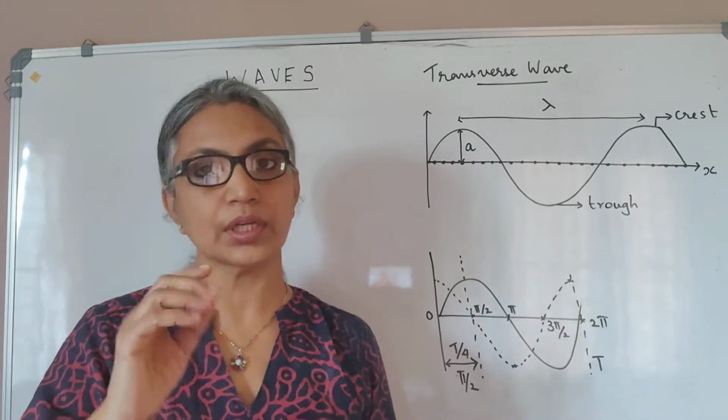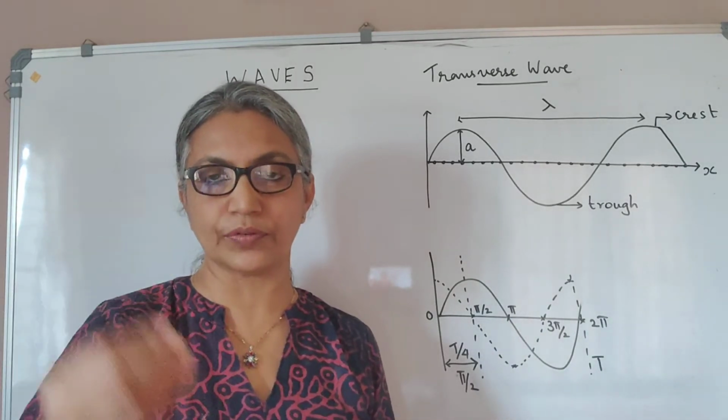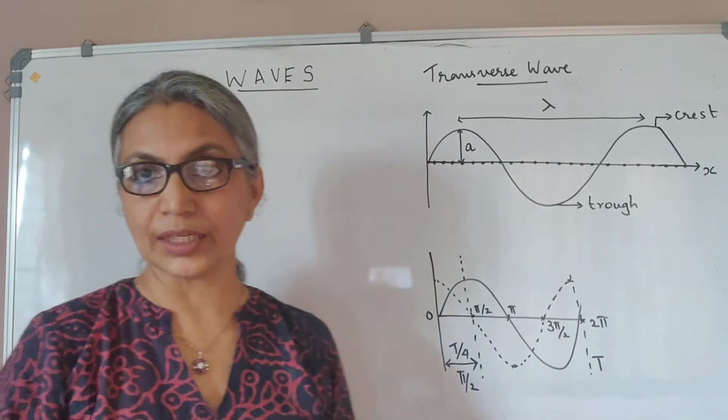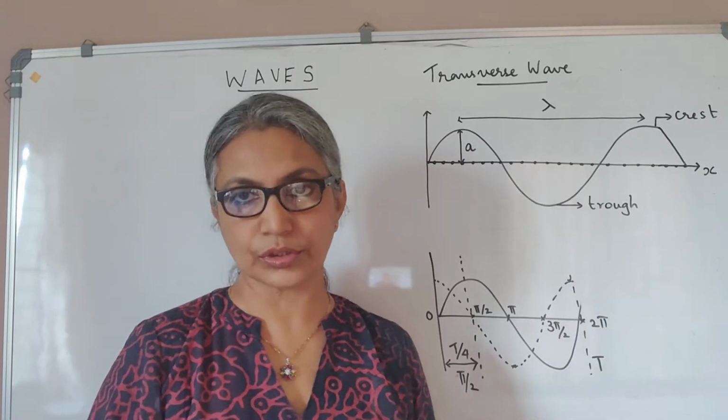So basically, in wave motion, the energy is transferred, but the particles of the medium simply oscillate about their own position. They do not move from the source to the listener or from the source to wherever the energy has reached. Now, you can have two types of waves. One is called the transverse wave and the other is called the longitudinal wave.